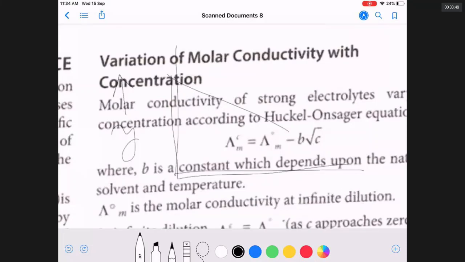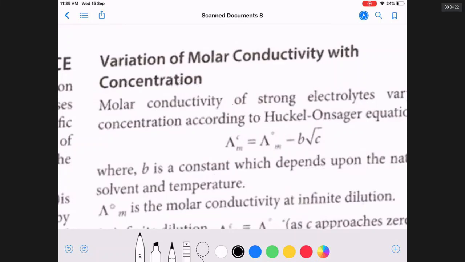Strong electrolytes means strong acids, strong bases, and salts of them: K2SO4, Na2SO4, KOH, NaOH, H2SO4, HCl, HNO3. All these strong electrolytes obey the Debye-Huckel-Onsager law. For them, the variation in molar conductance with square root of concentration is a straight line. The extension of this graph will give me molar conductance at infinite dilution.